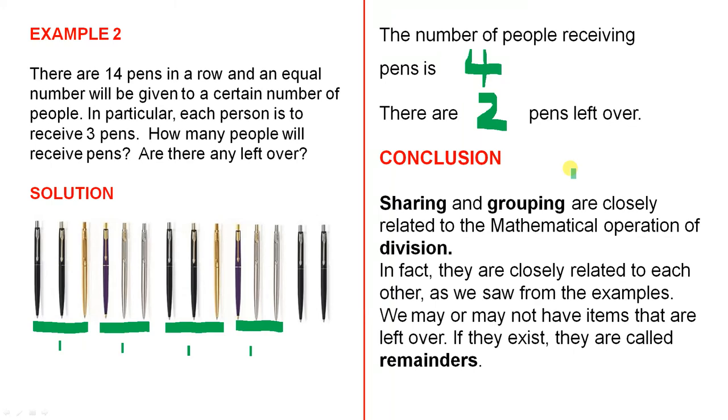Conclusion. Sharing and grouping are closely related to the mathematical operation of division. In fact, they are closely related to each other, as we saw from the examples. We may or may not have items that are left over. If they exist, they are called remainders. So this video has looked at some simple examples to demonstrate sharing and grouping, and we'll see shortly how these two concepts are very closely related to division.